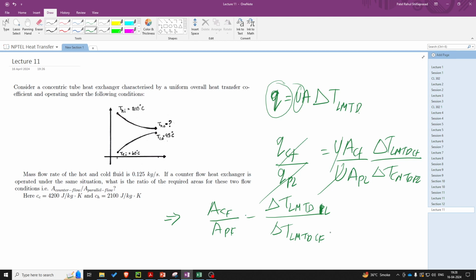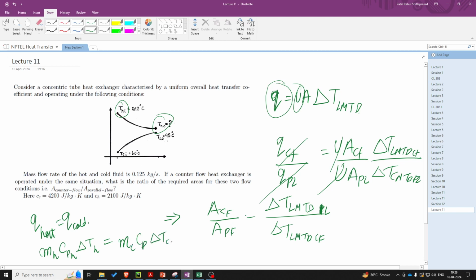the desired area. But now, if you see, if you have to calculate this log mean temperature difference, you need all the four temperatures, that is inlet as well as outlet. But in this case, you can see we have the inlet temperature of the hot fluid, but we don't have the outlet temperature of the hot fluid. So we can straight away write a simple energy balance, that is Q of hot fluid will be equal to Q of cold fluid. So this will be equal to mass flow rate of hot fluid, Cp of hot fluid into delta T of hot fluid is equal to mass flow rate of cold fluid, Cp of cold fluid into delta T of cold fluid.